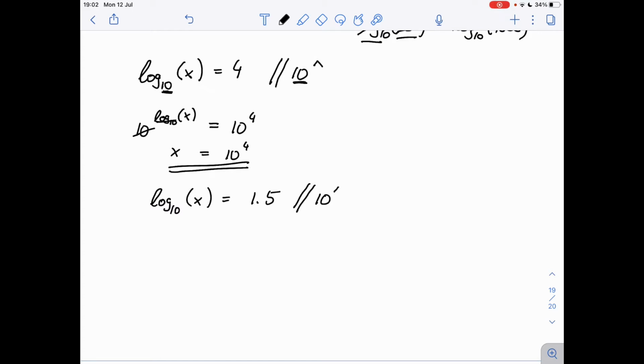We take both sides to the power of, which I indicate here with these double slashes, and then 10 to the power of, and I write 10 to the power of log 10 of x equals 10 to the power of 1.5. And again we see 10 and log 10 cancel out. We have x, and that's left. X equals 10 to the power of 1.5, and we can try to calculate that.